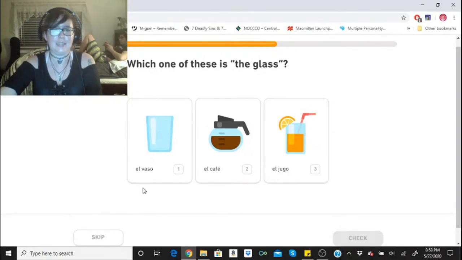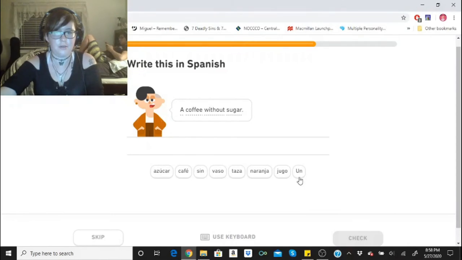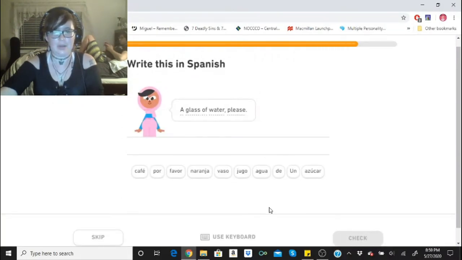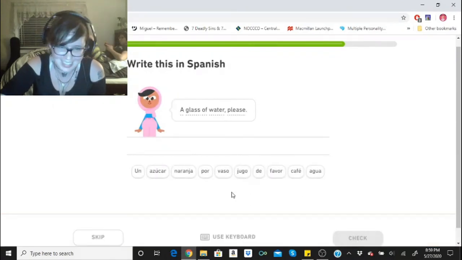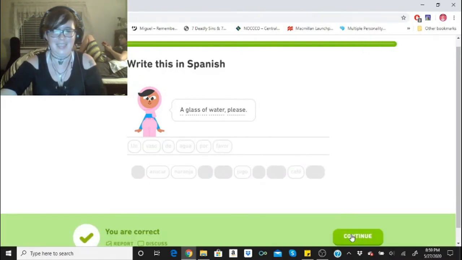Which one of these is the glass? El vaso. A coffee without sugar. Un café sin azúcar. Yay! Glass of water, please. Un vaso de agua. Oh, I forgot to add por favor. Oops, let's try that again. Un vaso de agua, por favor. There we go.